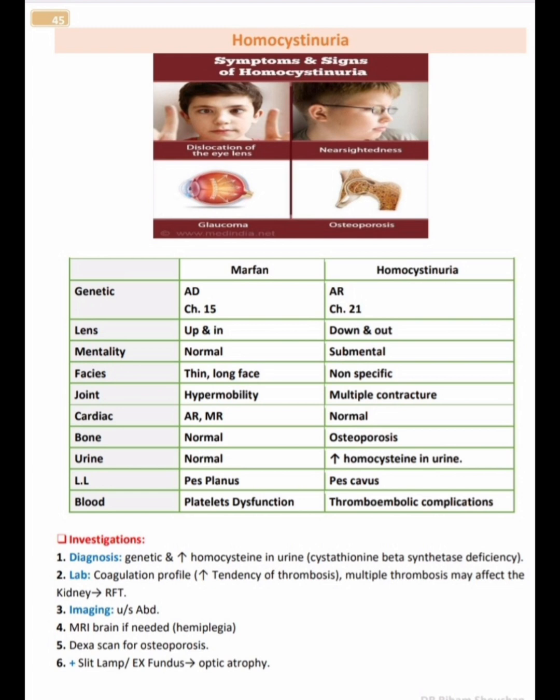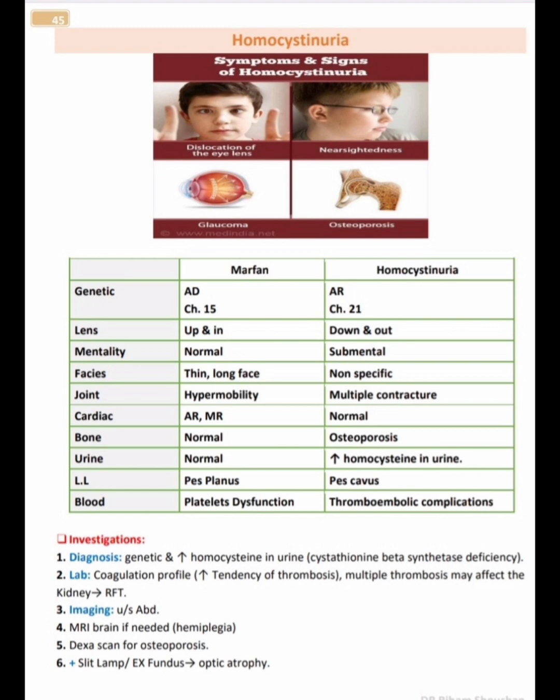In cardiac, Marfan syndrome we find aortic root dilatation and mitral regurgitation, whereas homocystinuria cardiac features are normal. Bone in Marfan syndrome is normal. In homocystinuria that is osteoporosis. Urine is normal in Marfan syndrome, but in homocystinuria we find in 24-hour urine increased homocysteine. In lower limb we find Marfan syndrome pes planus, whereas homocystinuria we find pes cavus. Blood in Marfan syndrome we find platelet dysfunctions. In homocystinuria we find thromboembolic complications.